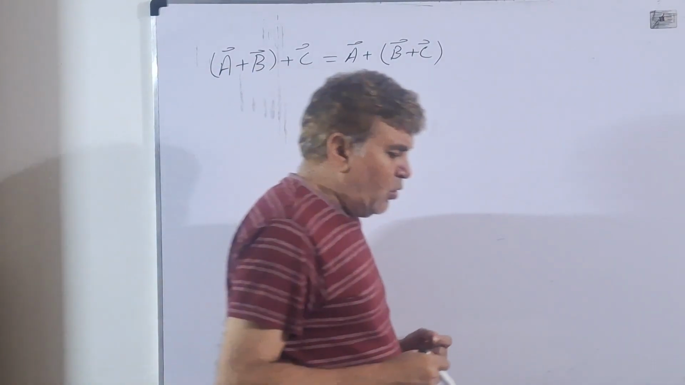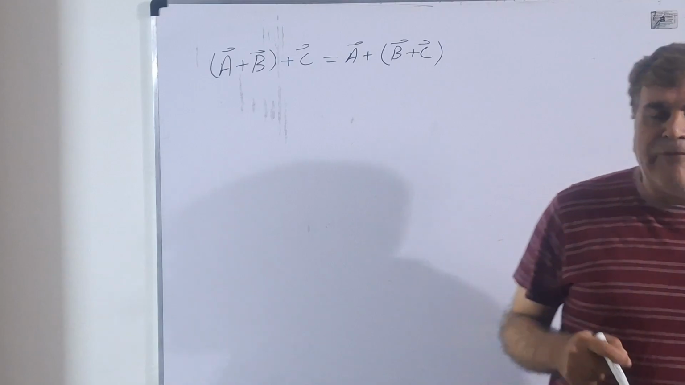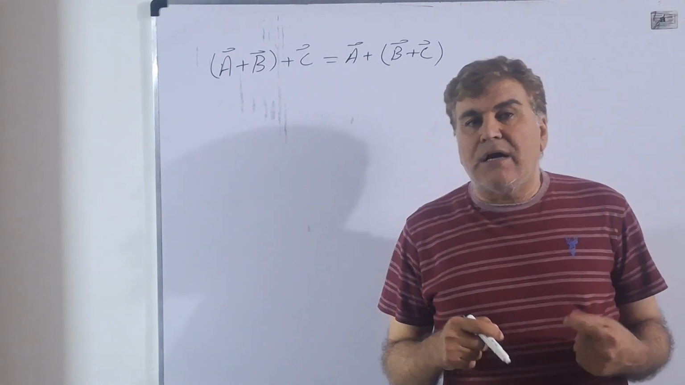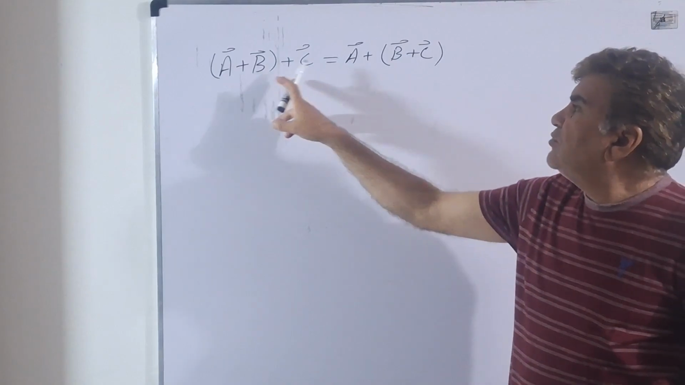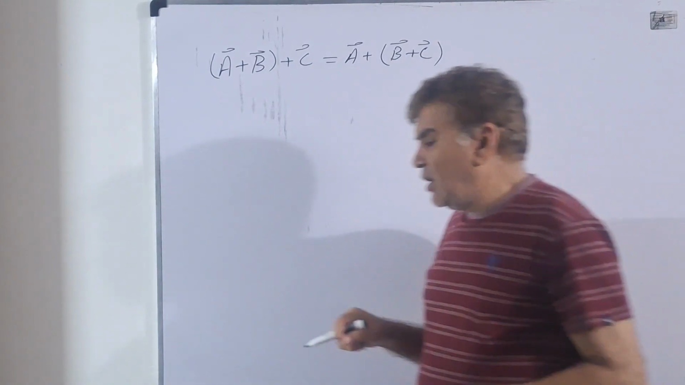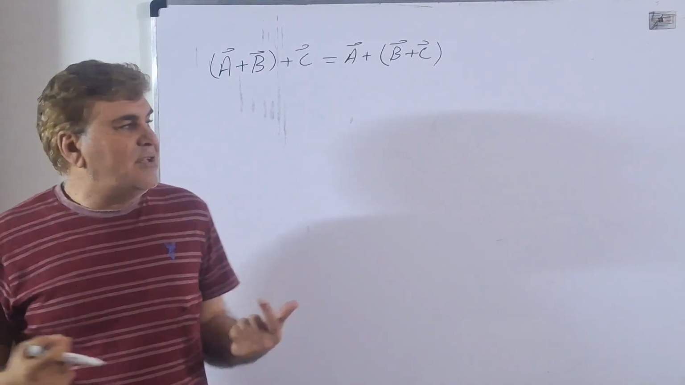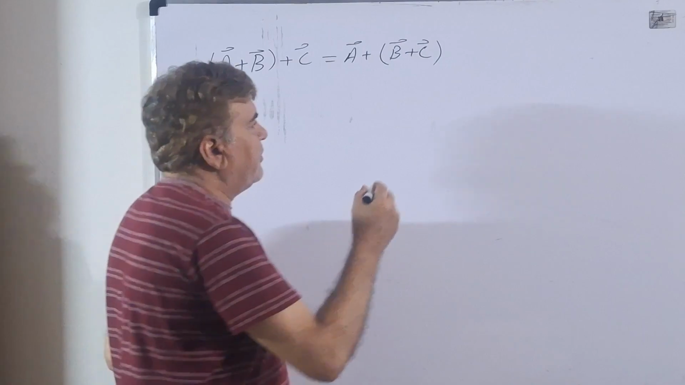In this video, I want to prove graphically that vector addition is associative. That is, I want to prove this relation for vectors. So I can take any three vectors A, B, C, arbitrary in arbitrary direction.